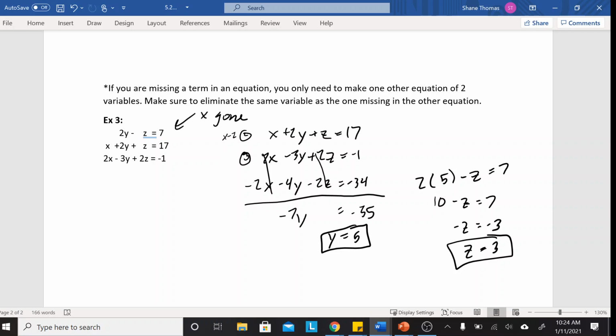Take that, plug it back into one of the originals. I have y is 5, I have z is 3. I could put this in 1, or I could put it anywhere else. Let's just put it in 2. So I don't know x. I guess I can't put it in 1 because I need the x. So x plus 2 times y, which is 5, plus z, which is 3, that's going to be 17. All right, I'm going to have 10 plus 3, which is 13. Subtract the 13 over. X is going to be 4. Boom.